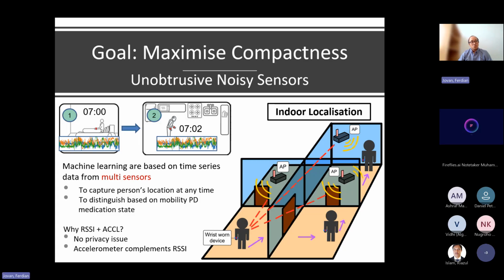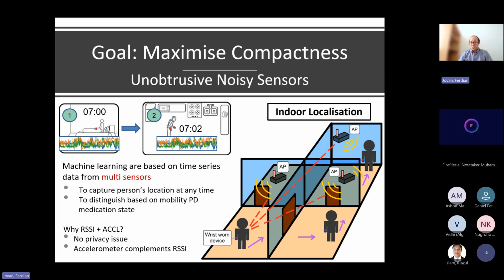And to make it simple, we only perform room-level indoor localization. So we don't care about the exact position of this person. We just want to know where the person is, whether it's in the living room, kitchen, bathroom or bedroom, stuff like that.